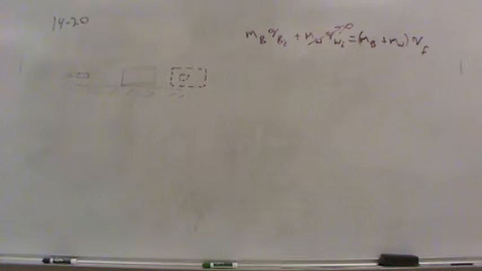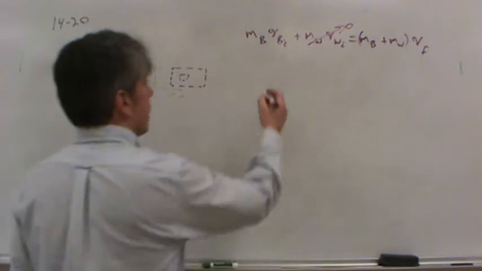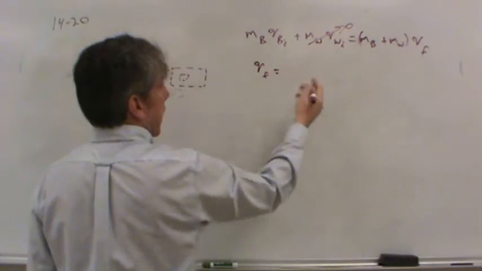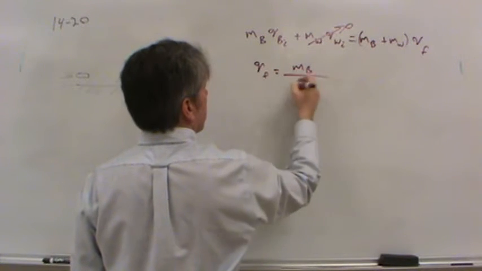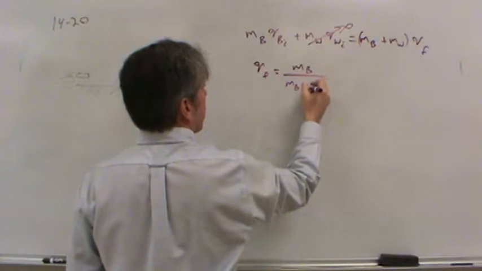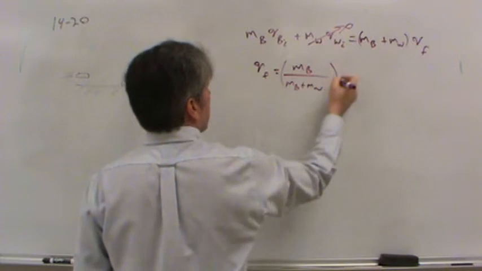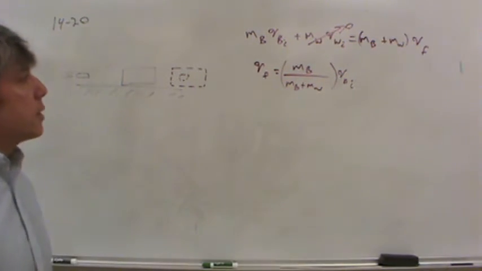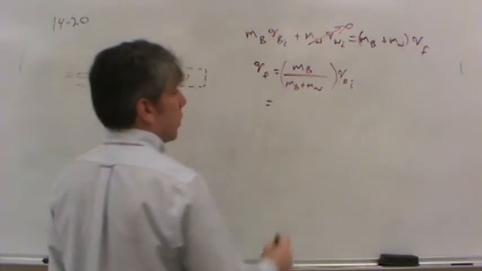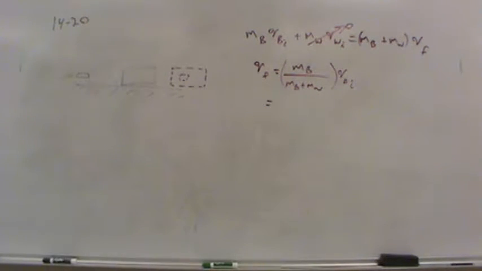The first question is to find the final velocity of the block. Well, that's pretty easy. The final velocity of the block and the bullet, we can just solve for it, is the mass of the bullet divided by the sum of the mass of the bullet and the wooden block multiplied by the velocity of the bullet initially. Okay, so we know the masses, 50 grams and 4 kilograms, and 500 meters per second.